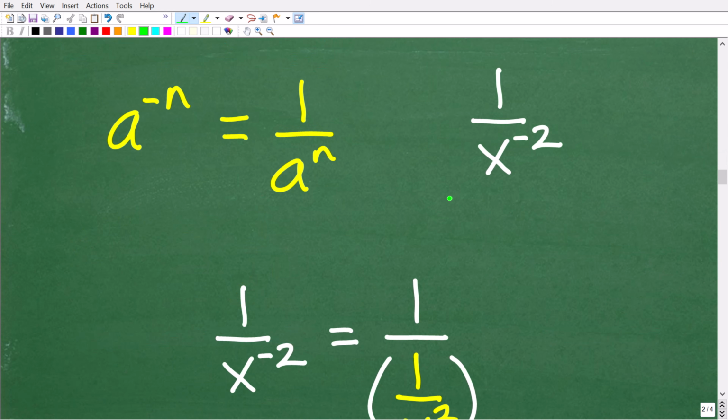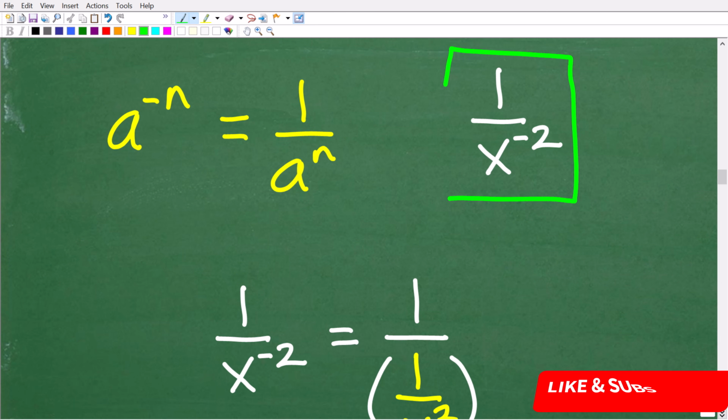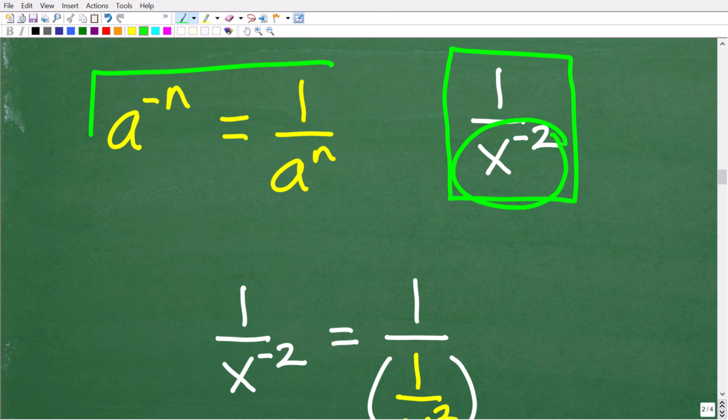So let's talk about what to do with a situation like this. Here I have 1 over x to the negative 2 power. How do I simplify this expression? Because I have a negative exponent down here in the denominator. What we're going to do is still apply this property, but we're going to apply it to this part down here, this x to the negative 2.